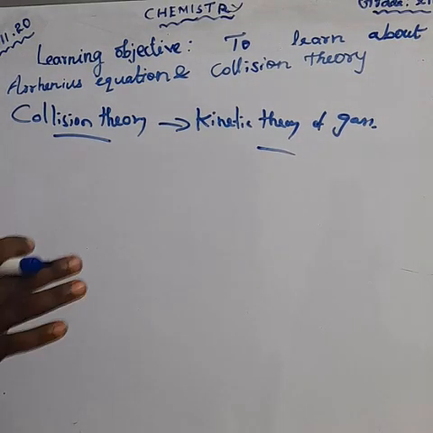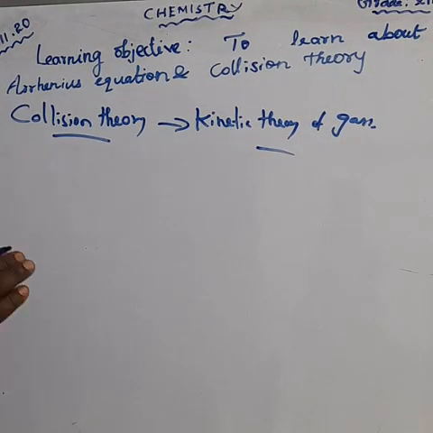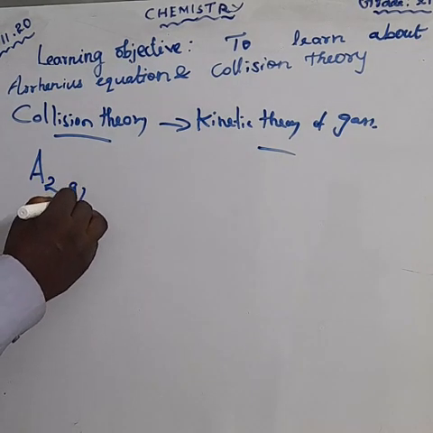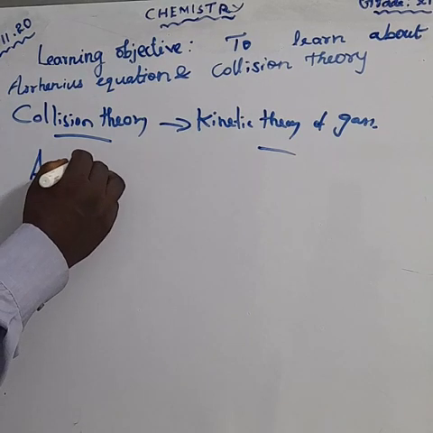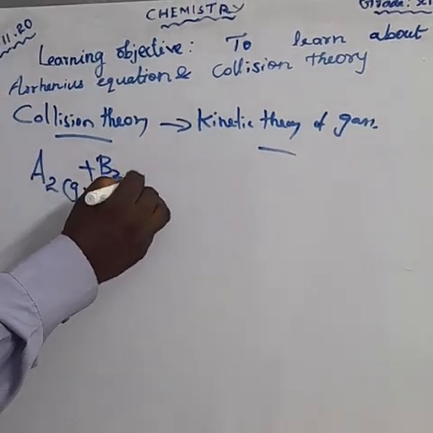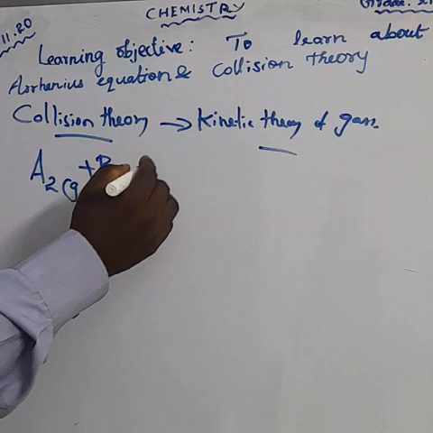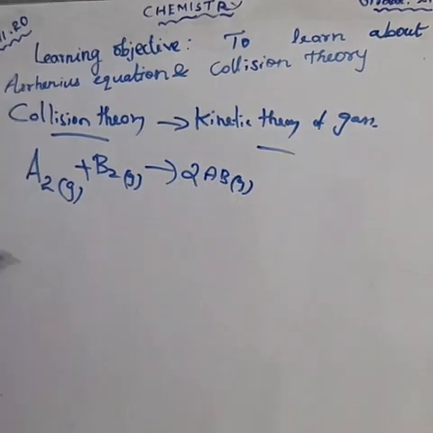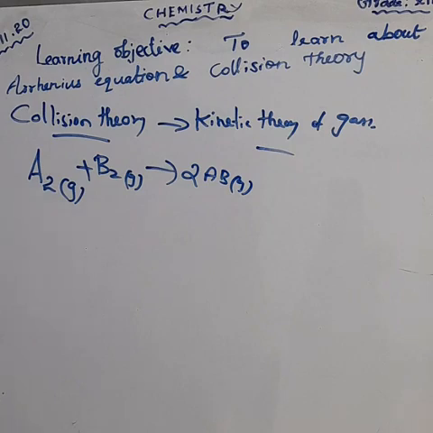Here, according to this theory, a chemical reaction occurs as a result of collision between the reacting molecules. Let us consider one reaction. That means we can write A2 gas plus B2 gas. What is the product? 2AB gas.